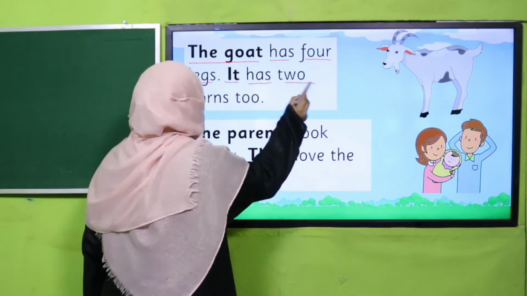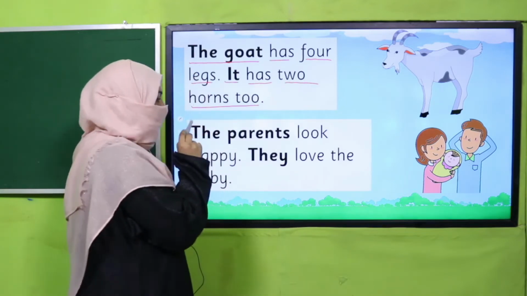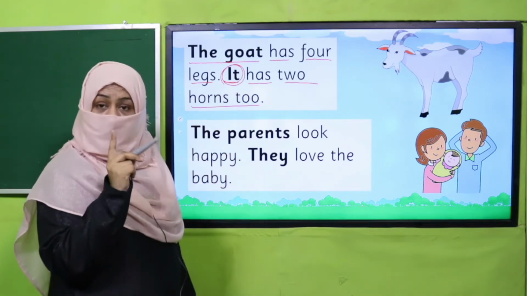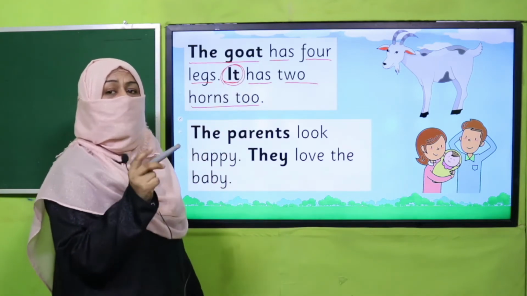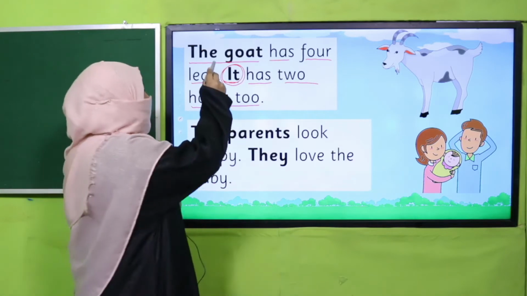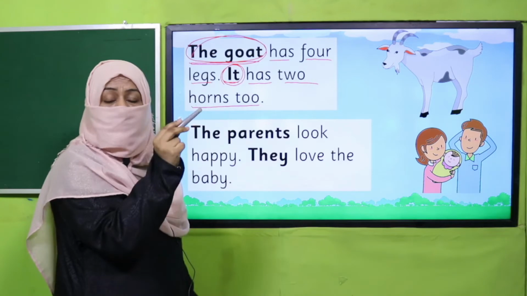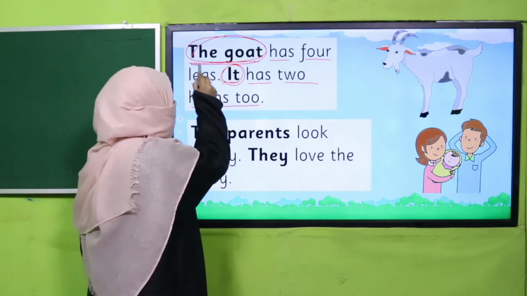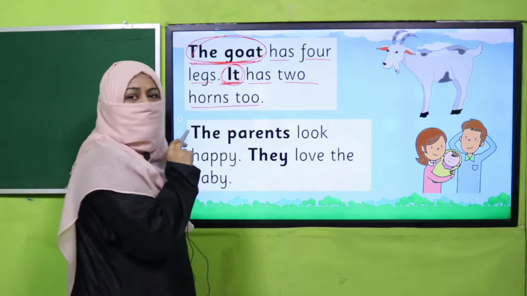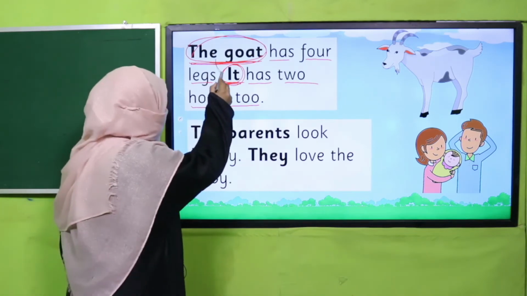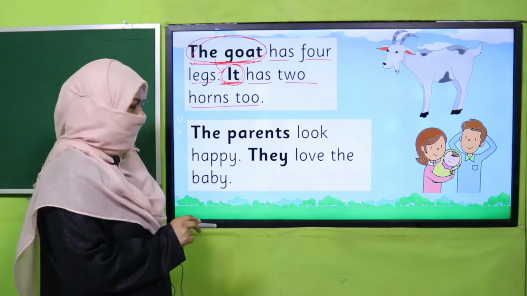It has 2 horns too. Now, my dear students, this it, we use it for the thing category, and I told you thing means living and non-living both. Here the goat is a naming word, and in the second sentence we have replaced this naming word with a substitution word, it, right? So here it means goat, all right?